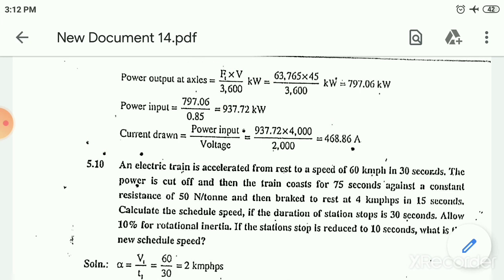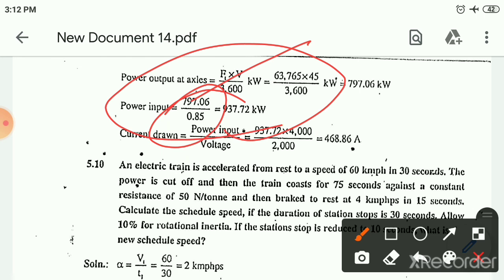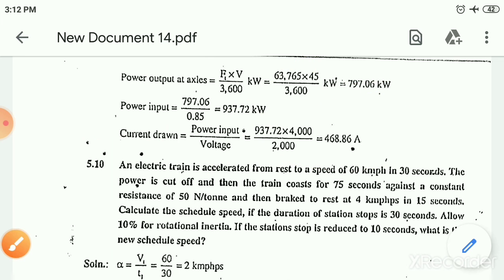So power input, once again from the efficiency equal to output by input, you will get the power input. P is equal to VI, so substitute power here. Then to calculate the current, P divided by V, you will get the current as 468.86 ampere. This is similar to the previous problem which we have solved.